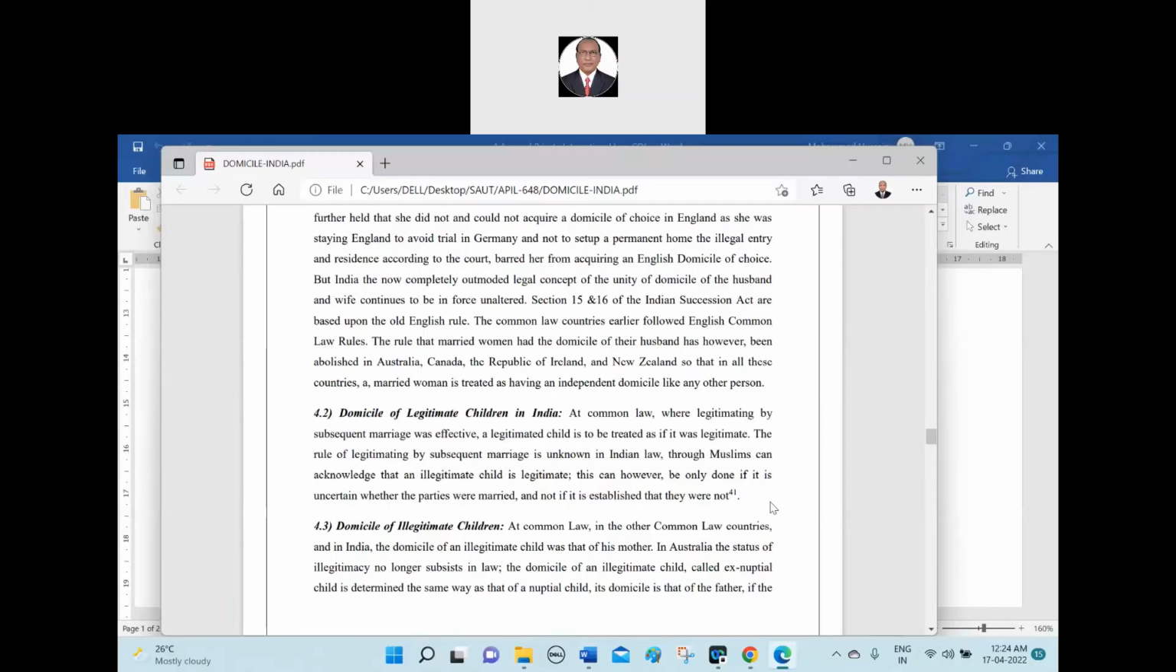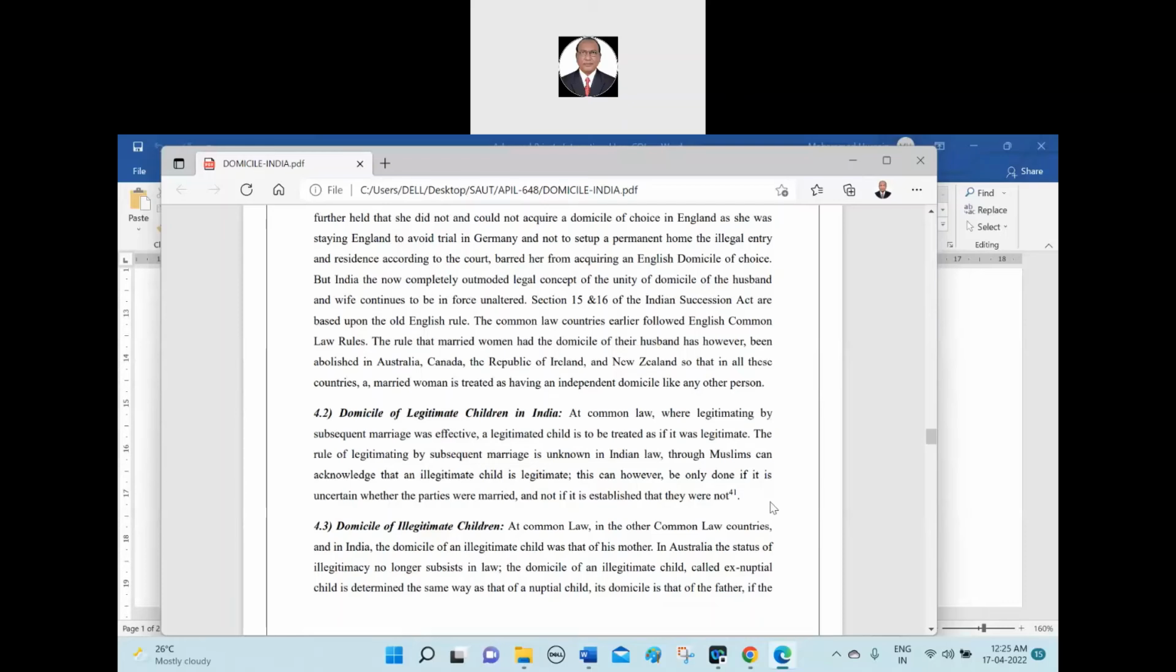Domicile of illegitimate children: at common law, in other common law countries, and in India or Tanzania or anywhere, the domicile of an illegitimate child was that of his mother, which you have made very clear. In Australia, the status of illegitimacy no longer subsists in law. The domicile of an illegitimate child, called an ex-nuptial child, is determined the same as that of a nuptial child, so the domicile of the father.